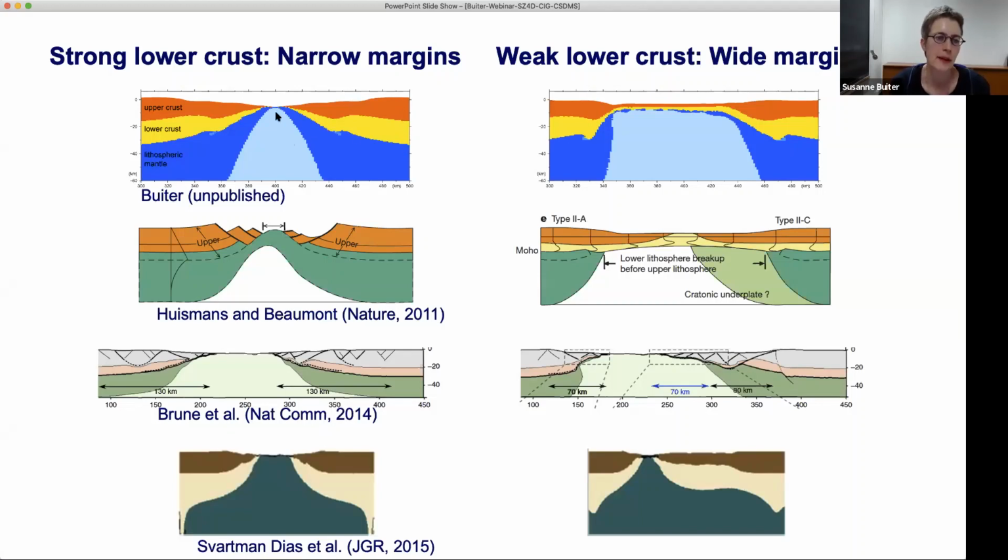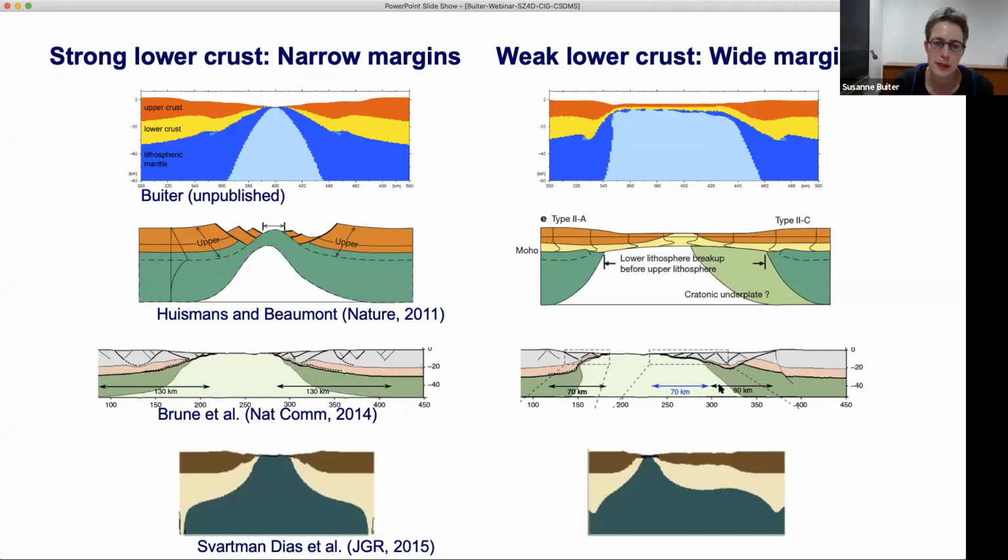the ocean. And these are formed for initial rheologies of the continent that are what we call normal to fairly strong. Whereas on the right column, we have examples where the margin is wide. So there's a wide region where the crust is very thin, also called hyperextended. And in these cases, the initial lower crust is weak and usually extension velocity is a bit higher.